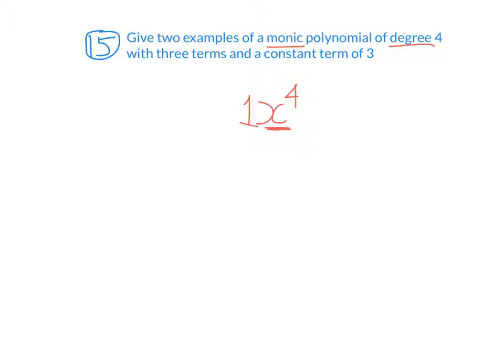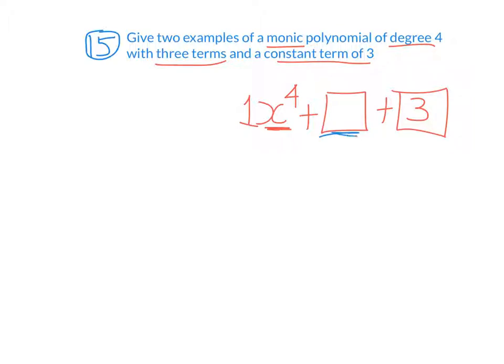We're also told that it has 3 terms, so that means it's going to have 2 more terms. The constant term is 3, so that term will be 3. Now we just have to figure out what we can put in there. Because it's a polynomial, what has to go in that box is a term that has x, x squared, or x cubed. We can't have anything with a higher power of x because then it wouldn't be degree 4.